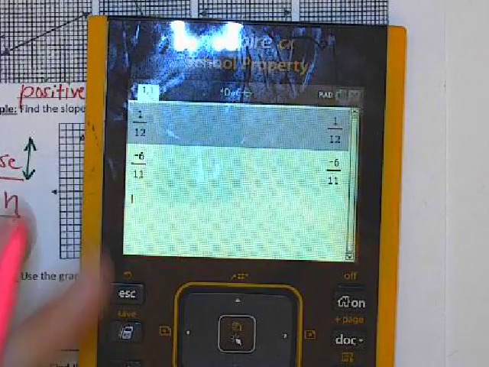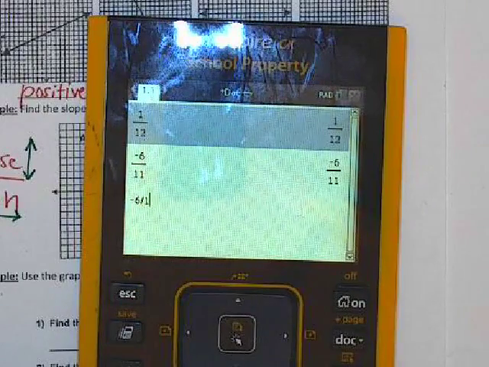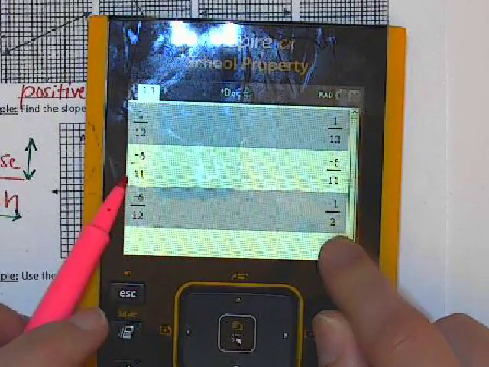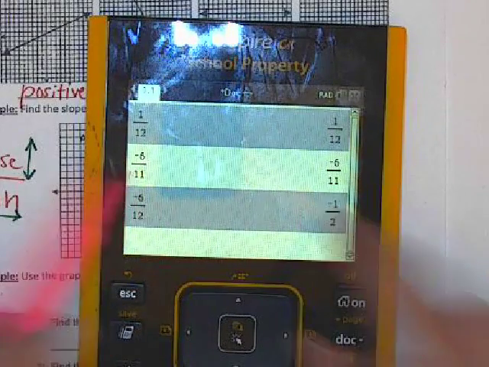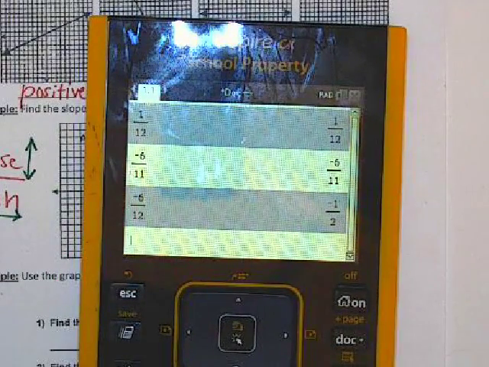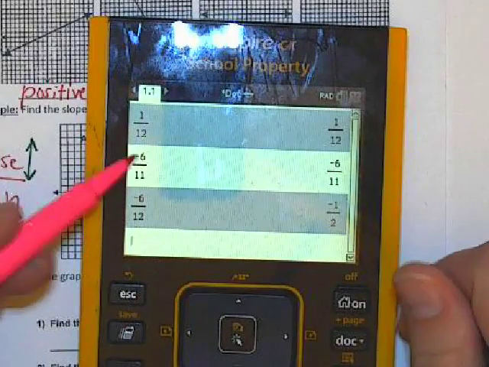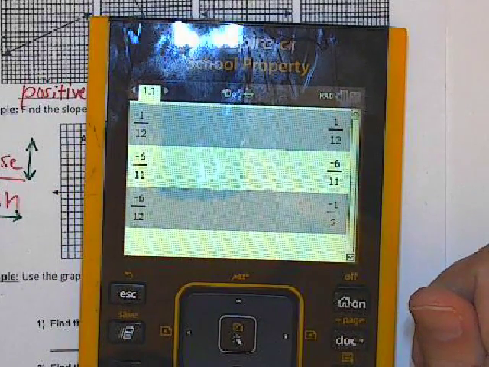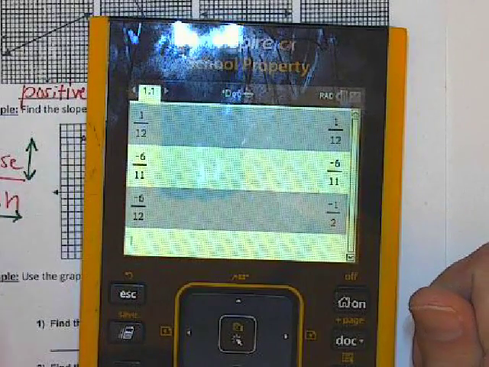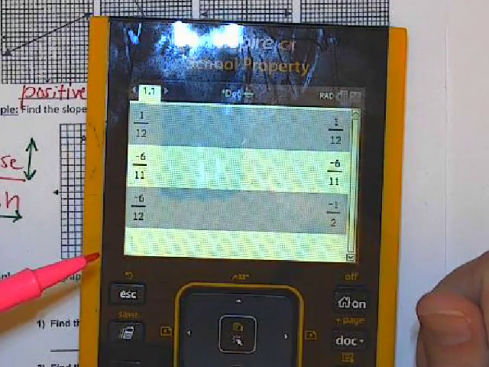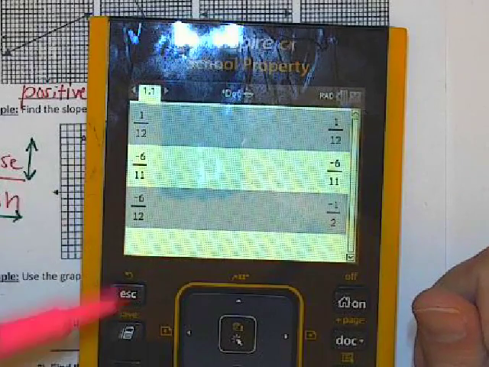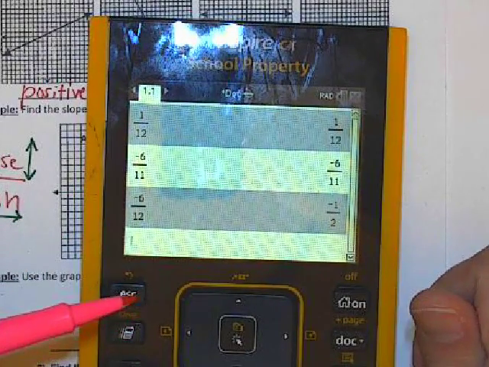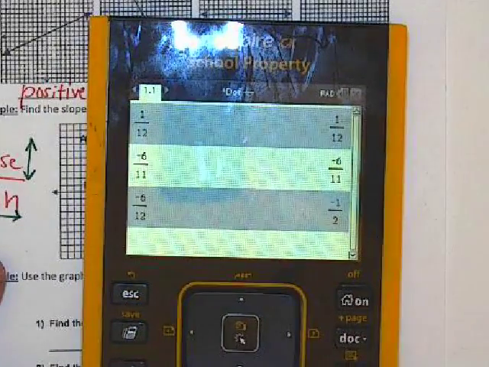Now watch. If it was -6 divided by 12, then that would be my reduced fraction. It reduces. But because I can't reduce -6 over 11, that's my answer. There's not two numbers that go into 6 and 11. Can 2 go into 6? Yeah. Can 2 go into 11? No. Can 3 go into 6? Yes. Can 3 go into 11? No. Okay? Does that make sense?